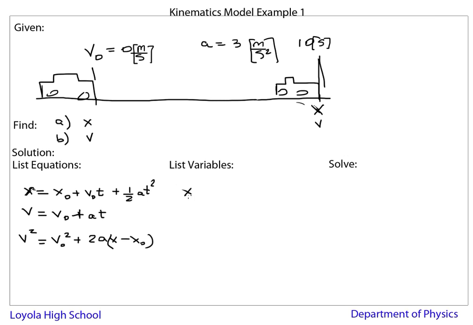Step 2 is my list of variables. So I list the variables in this order, and I'll check it in homework: x0, x, v0, v, a, and t. So distances or displacements, velocities, accelerations, and time. So I go down the list here and I see what I have.